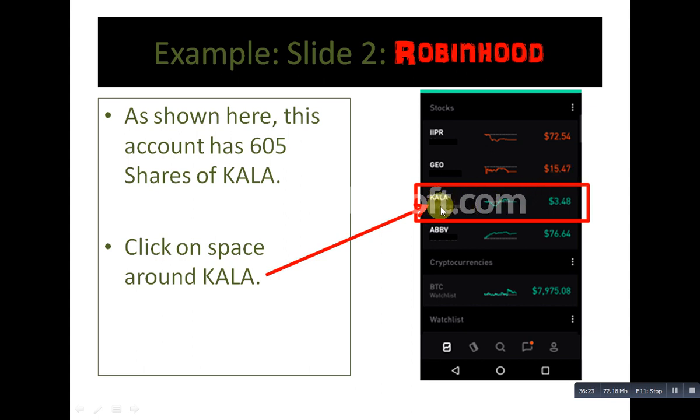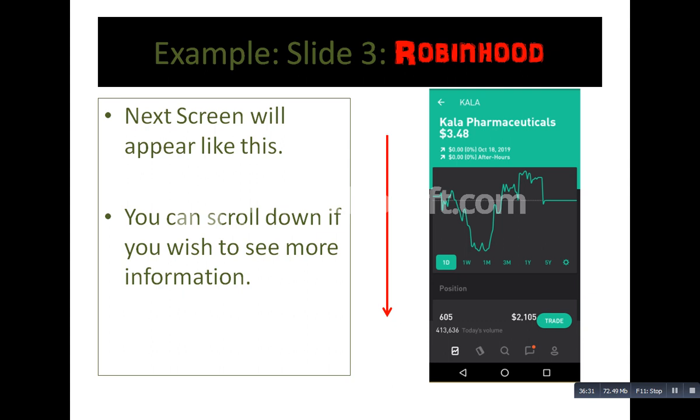Just click anywhere inside this red box, and it will take you to the next screen. The next screen will look like this. It will show Kala Pharmaceuticals, KALA, the stock price, and its graph.